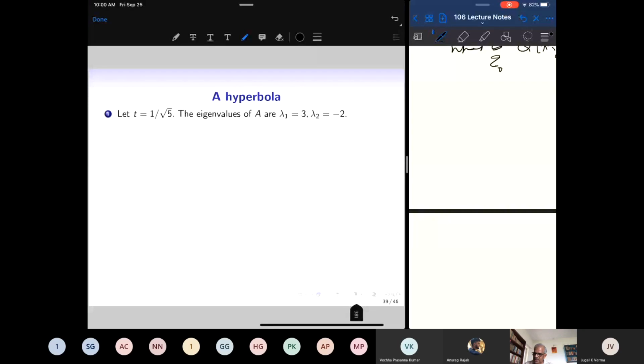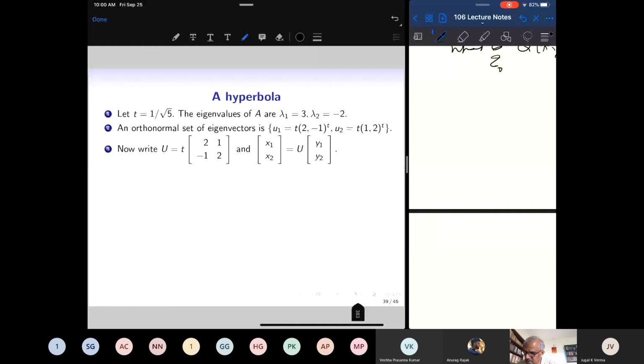Yeah, and then put t equal to root 5. Eigenvalues of the matrix are 3 and minus 2, and then you determine the eigenvectors. These are eigenvectors, unit length and mutually perpendicular. And the U matrix: the first column vector is the first eigenvector, the second column vector is the second eigenvector. And this is the change of coordinates.